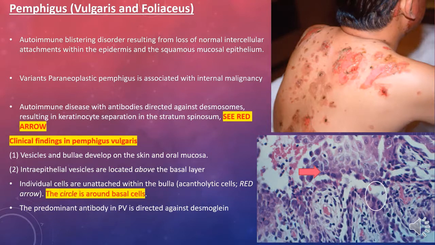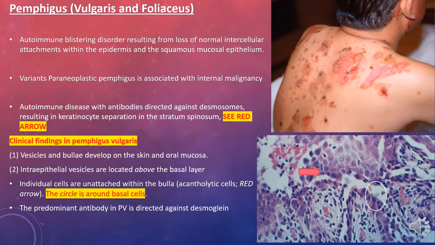And the paraneoplastic pemphigus is associated with internal malignancy. The antibodies involved are IgG antibodies against the intercellular attachment sites, which are the desmosomes, as described in the cartoon image as well.